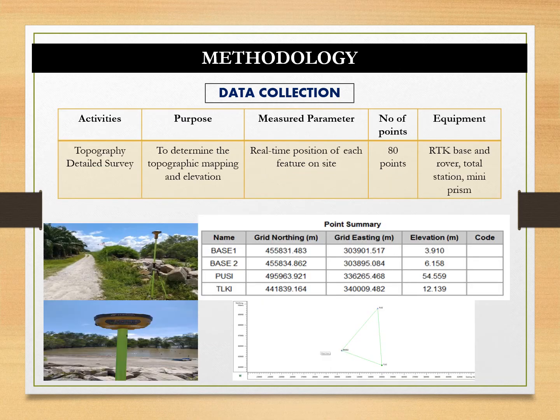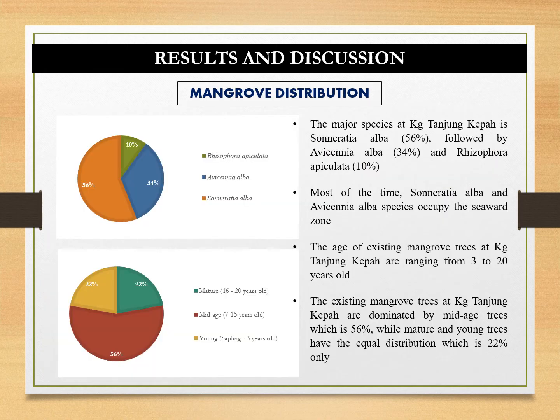And for the topography detail survey, the purpose is to determine the topographic mapping and elevation. The measured parameter is the real-time position and coordinate of each feature on the site area. I managed to get 80 points using the RTK equipment. To ensure my point is stable and not moving, I connected my point with Pusing station and also Teluk Intan station to ensure that my point is accurate and stable.